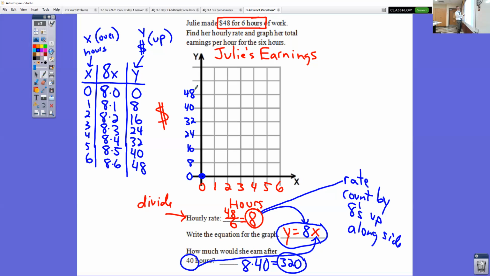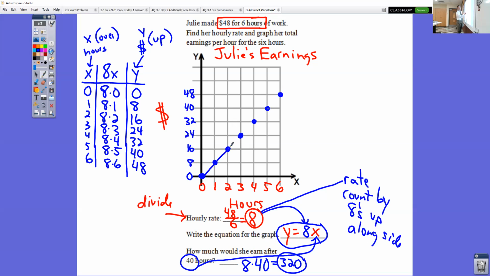So our first point is 0, 0. We already graphed that. 1, 8, over to 1, up to 8. 2, 16, over to 2, up to 16. 3, 24, over to 3, up to 24. 4, 32, over to 4, up to 32. 5 and 40, and then 6 and 48. We need to connect the dots, all right?